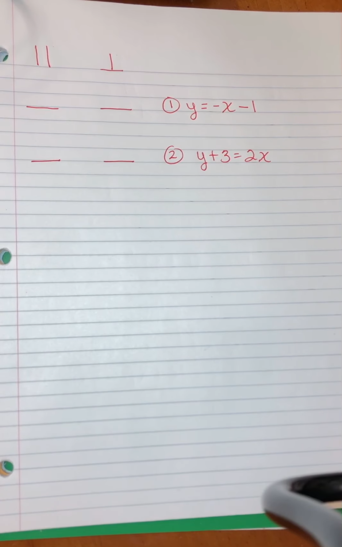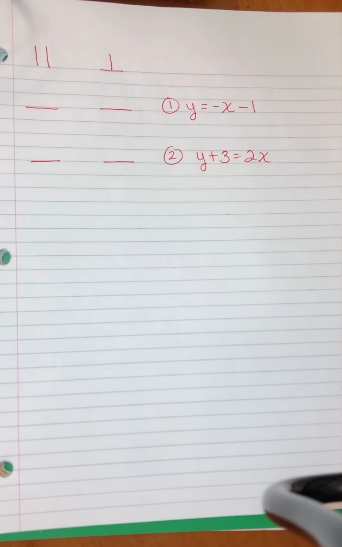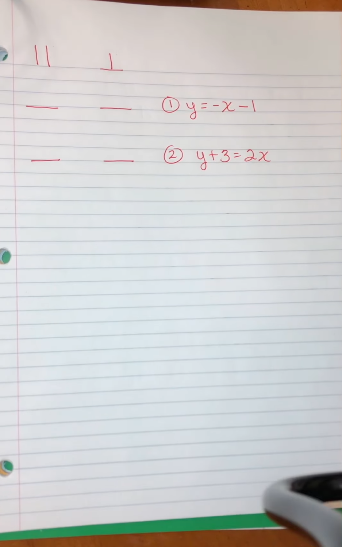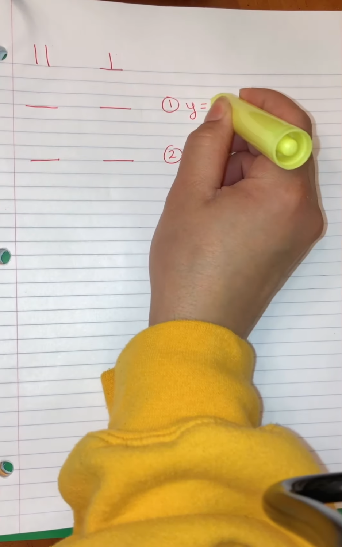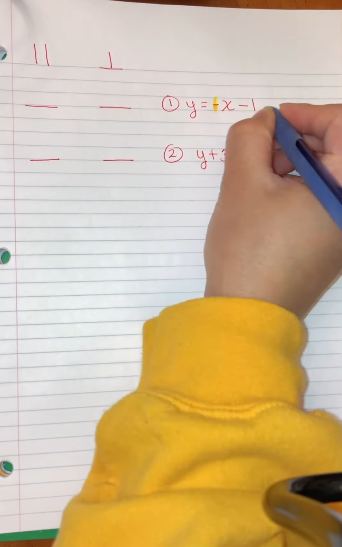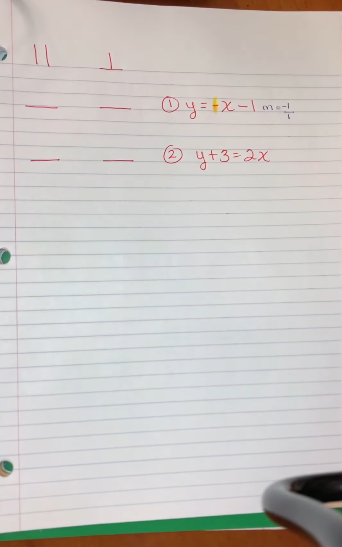So anyway, for today's assignment, you are going to be looking at the equation that you are given. What you want to do is identify the slope of that equation first, okay? For example, number one is already in slope-intercept form, so it's real easy for me to notice that the slope is that imaginary -1 there, okay? So I'm going to put right here, this slope is -1, or -1/1, right?